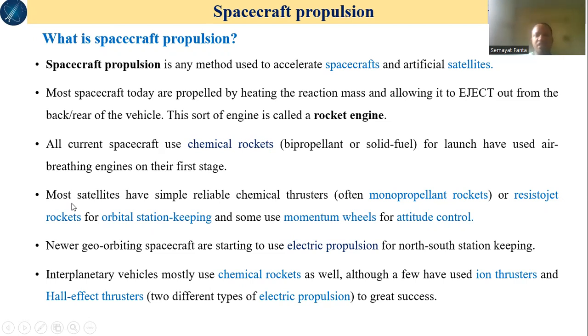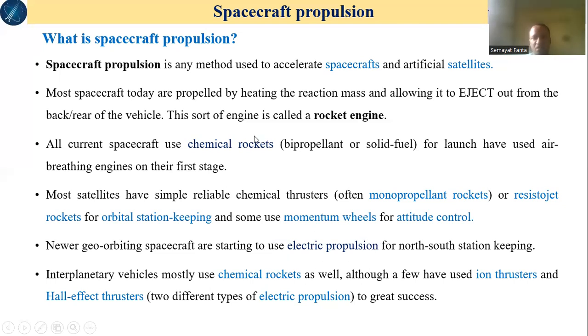Most satellites have simple, reliable chemical thrusters, which are monopropellant rockets. Monopropellant is also another propellant type which we use. Or we say resistojet rockets for orbital station keeping, and momentum wheels for attitude control. The newer geo-orbiting spacecraft are starting to use electric propulsion. So electric propulsion is also another method of propulsion.